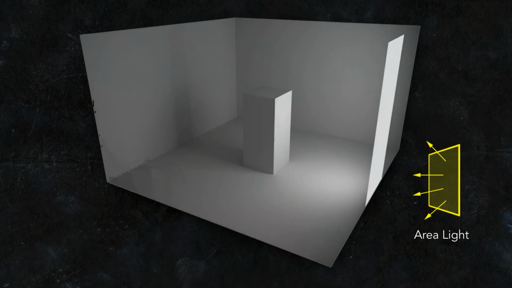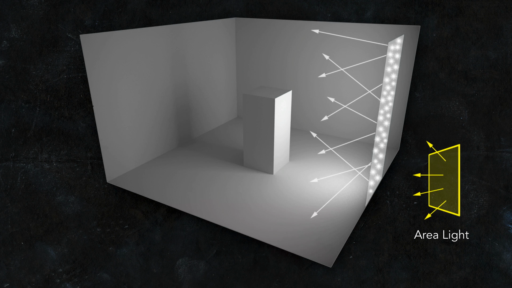Area lights work in a similar way. If you imagine an area light being a collection of many point light sources, each having their own light direction, it might start making sense why the cast shadow of an area light is so soft.